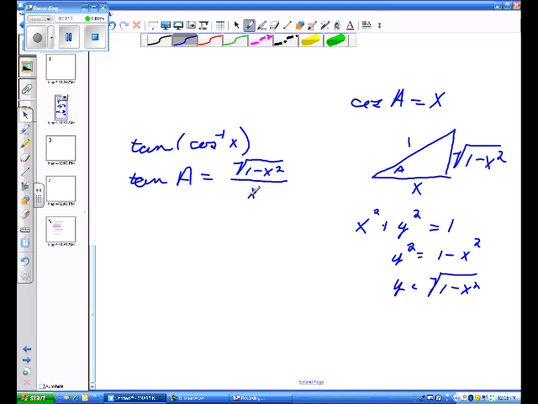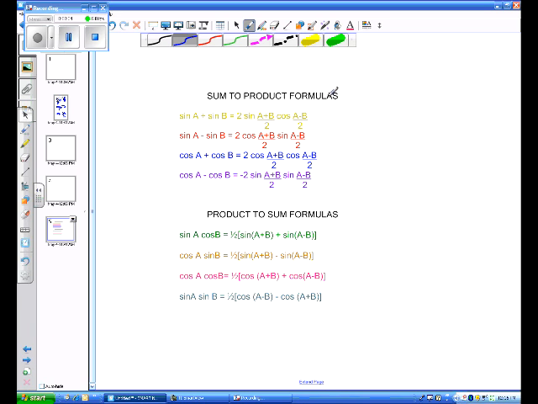Okay, the other thing that we want to look at and spend a little bit more time on in this section is working with some formulas that help us take an expression that's written in a different form and possibly put it in a form that we can work with. And we have some formulas that we're going to have. We have our sum to product formulas.